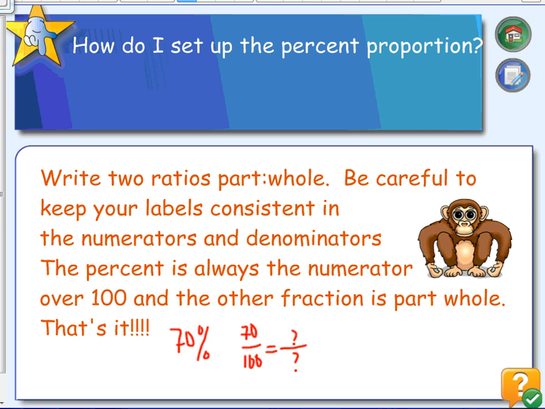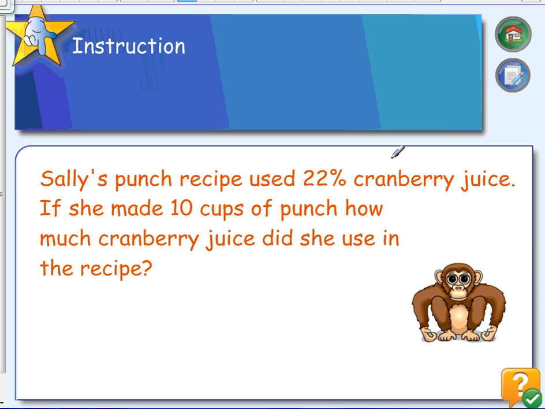All right, so here's an example of what I'm talking about. Sally's punch recipe used 22% cranberry juice. If she made 10 cups of punch, how much cranberry juice did she use in the recipe? Well, we know the percent of the cranberry juice she used, so we can write that at the beginning of our proportion. We can say 22 over 100. So I have my percent over 100.